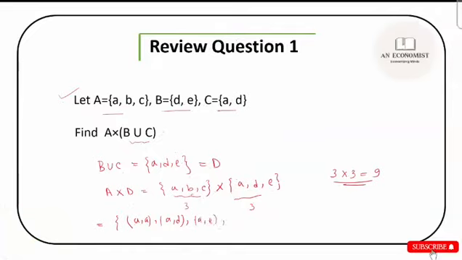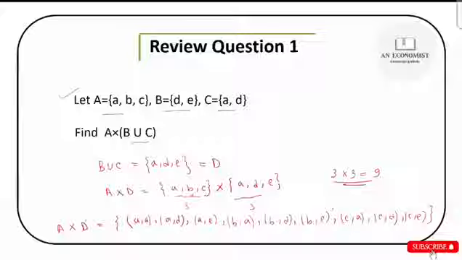Then take this element first, BA, BD, BE. And then take C first, CA, CD and CE, right? So this will be A cross D, where D is nothing but B union C, right? So in this way you can answer this question.